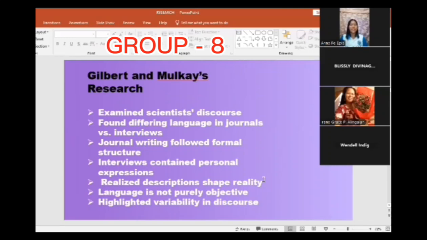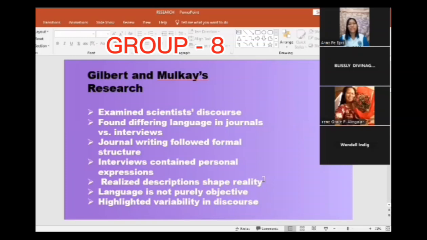And they realized that language frames experiences differently. The same event could be described in different ways depending on how language was used. It challenged the idea of neutral description, and they showed that even scientific language is influenced by personal and social factors, demonstrating the variability in discourse. So language is flexible and changes depending on the situation and audience.